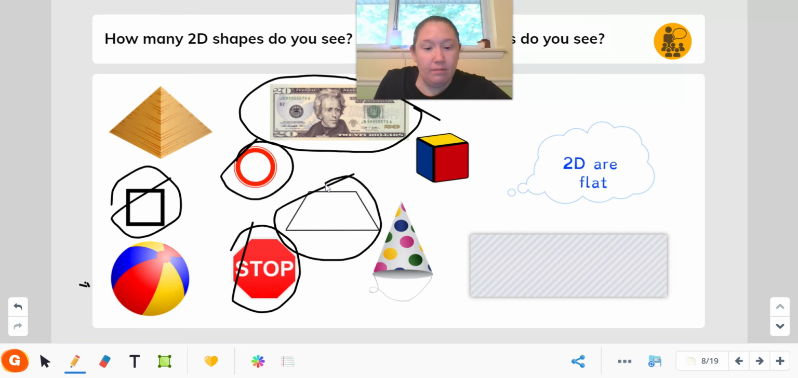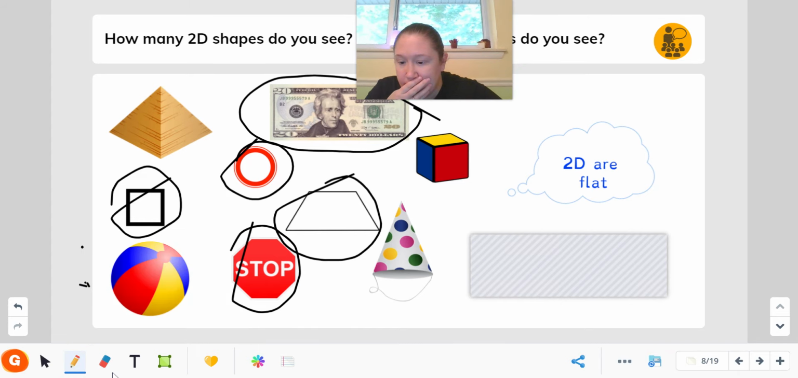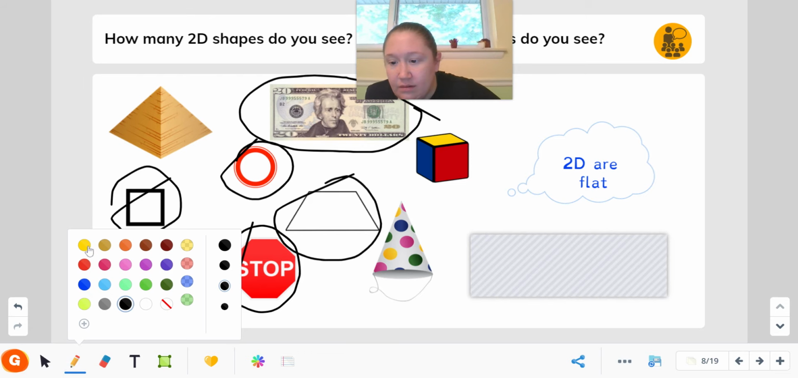All right, how about 3D shapes? I'm gonna change our pen color, try yellow, see if that works. All right, guys, I'm not having very good luck with technology today. Okay, let's see if we can circle it in yellow.